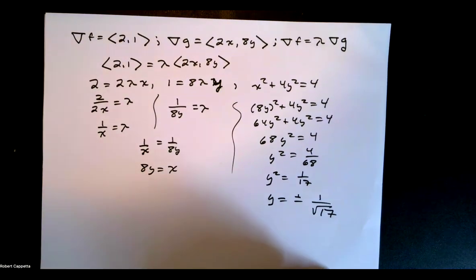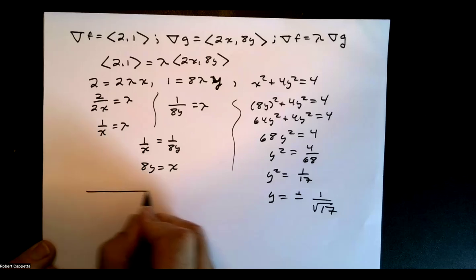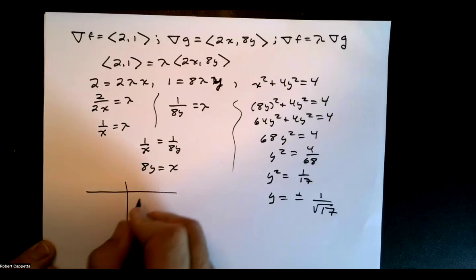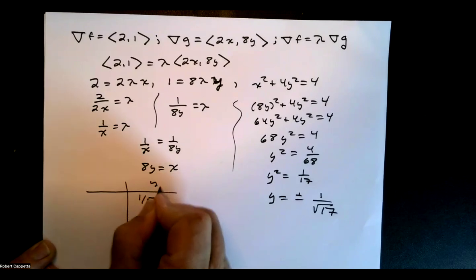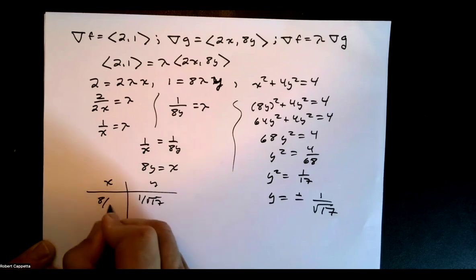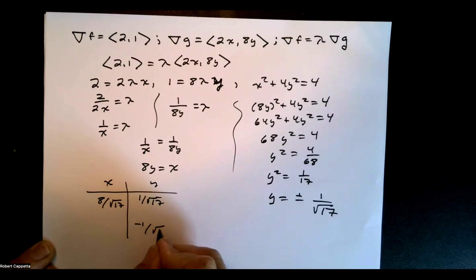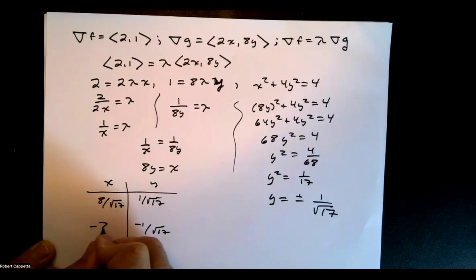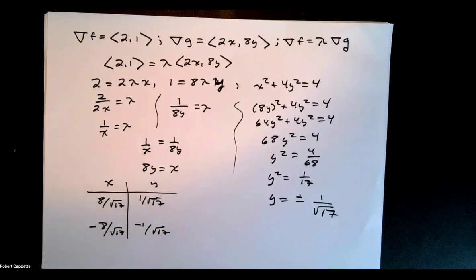Well, we can see that x is 8 times y. So if y is 1 over root 17, x is 8 times that. x would be 8 over root 17. Similarly, if y is negative 1 over root 17, x would be negative 8 over root 17. So those should be my optimal points. One of them should be a maximum, and one of them should be a minimum.